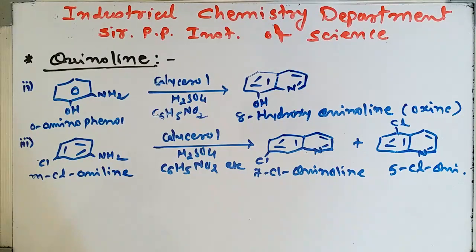In such cases, the 7 substituted product predominates when the meta substituent is an activating group, but on the other hand the 5 substituted product predominates when the meta substituent is a deactivating group, such as the nitro group. We see one more example.